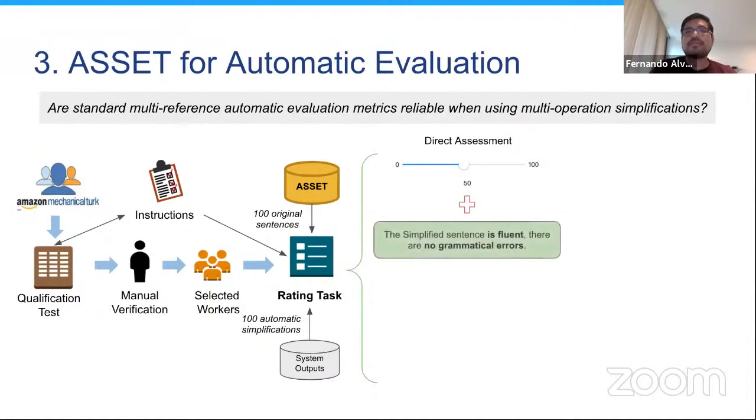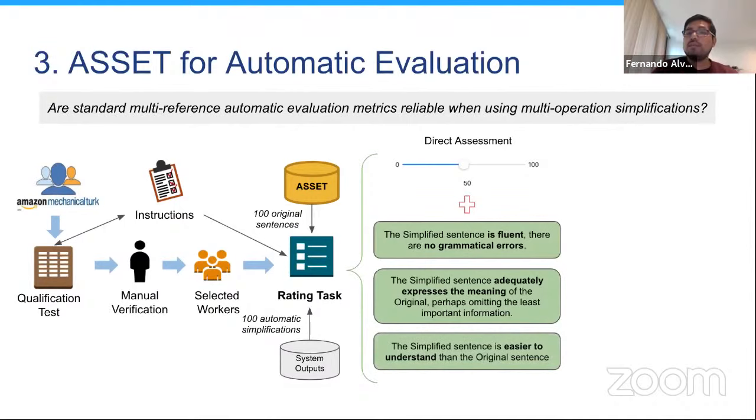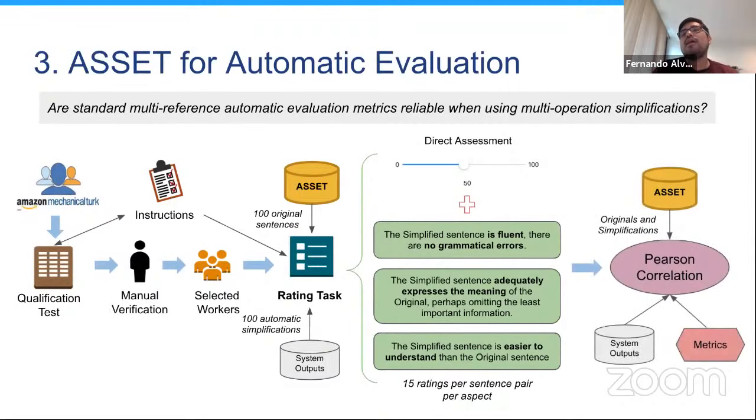What are these statements? If the simplified sentence is fluent, there are no grammatical errors. How much do you agree or not with that statement? The same thing for meaning preservation and the same thing for simplicity. So we use that, and following the direct assessment methodology, we collected 15 ratings per sentence, per aspect, because that's the amount of ratings that you need according to the methodology to have reliable scores in the end. Once you have these ratings, those are your manual ratings. Then you compute automatic metrics, measure the Pearson correlation, and if it's good, good. If it's bad, it's bad. Okay, that's basically the idea.